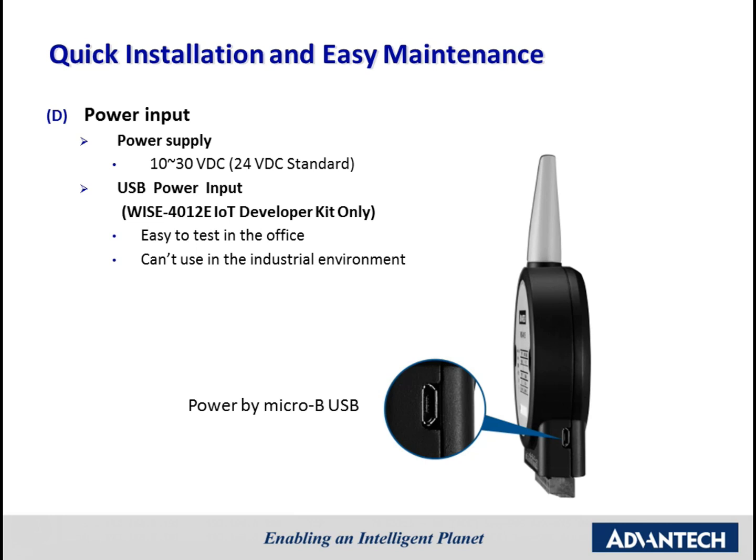For both Wi-Fi and LAN versions, it takes 10 to 30 volts DC standard power input, but only for the WISE 4012E version, the IoT developer kit, there is a micro B connector, which provides the power from the computer through the USB socket. Because of this design, a user can very easily power on the module at any place.